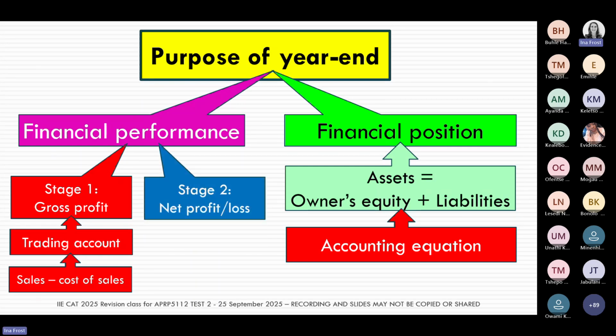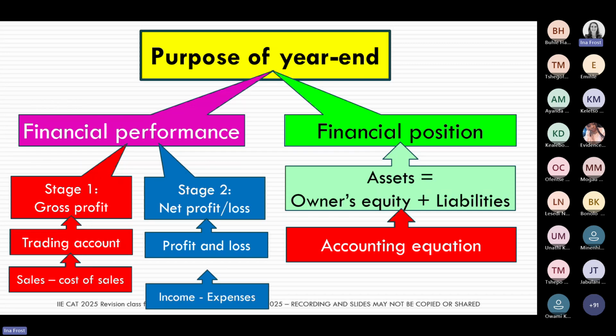In the second stage, we're going to calculate the net profit or loss of the business. That will be done in your next brand new account, and that brand new account's name is the profit and loss account. And in this account, we are going to record all of the income and all of the expenses of the business.